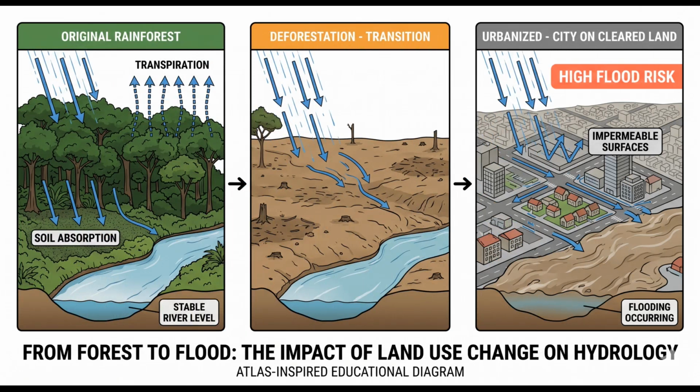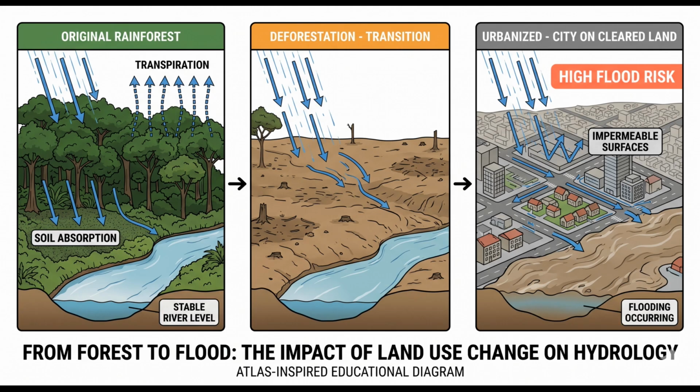Now let's put both together. Look at the 3 panels on screen. Panel 1, original rainforest. Transpiration is active. Interception slows rainfall. Roots channel water to infiltrate. The river downstream is low and steady. Panel 2, the forest is cleared. Transpiration stops. Interception gone. Bare soil begins to lose its structure. Infiltration starts to decline. Runoff increases.